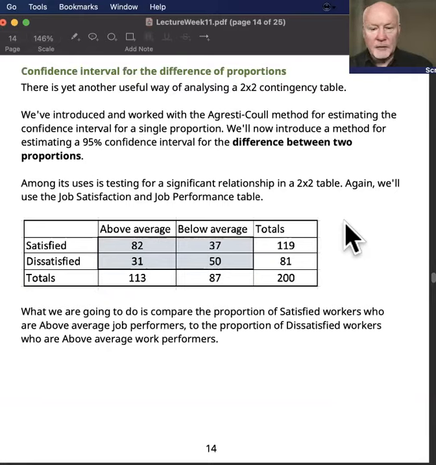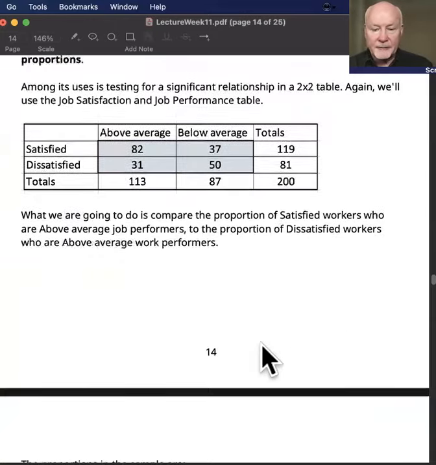So we can work out the proportion of satisfied workers who perform above average. That's 82 divided by the total there, 119, and similarly the proportion of dissatisfied workers who perform above average, which is 31 over 81. If we can work out a confidence interval for the difference between the two proportions, then we might be able to make a claim about the proportions in the population from which the sample was taken.